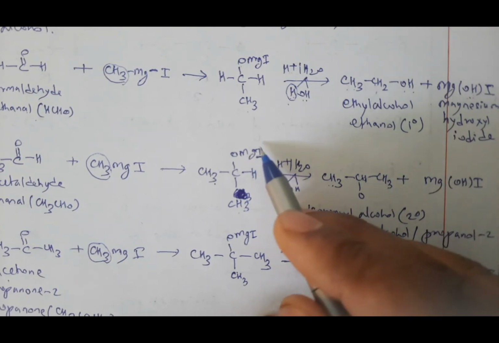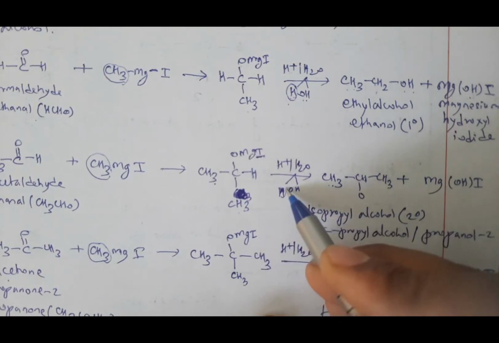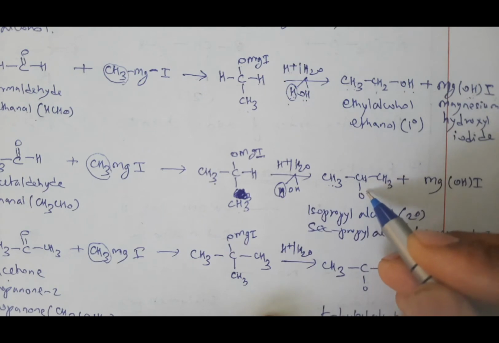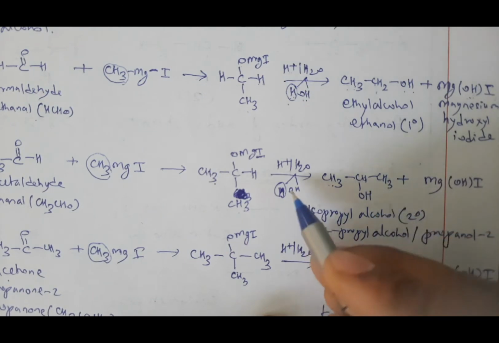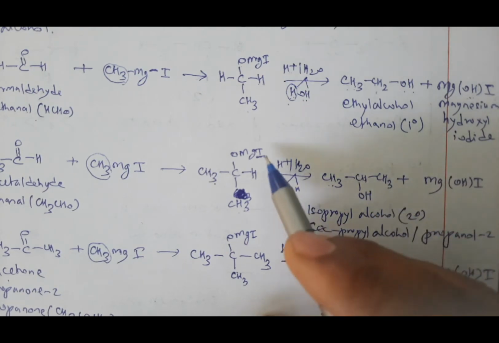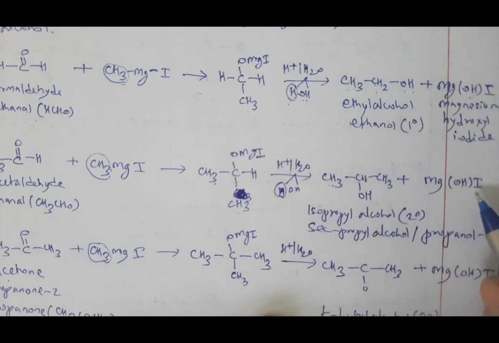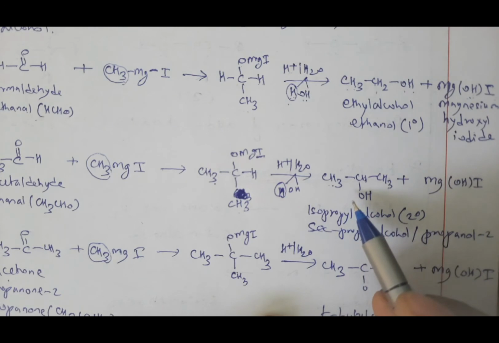Now here is MgI. In place of MgI, what will go? Water's H will go. So this H will come in place of MgI, and this OH will go with MgI to form MgOHI, magnesium hydroxyl iodide. The name has already been stated here. Hope you all understood.